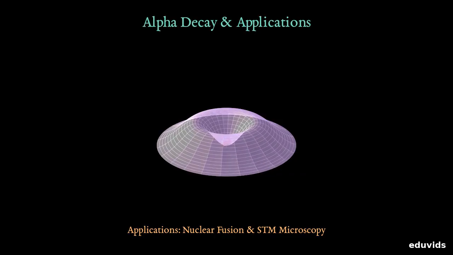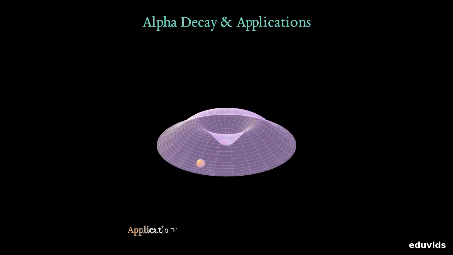You might wonder how nature actually uses something so seemingly impossible. This exact tunneling process is how the sun keeps shining through nuclear fusion in its core, as protons tunnel past their mutual repulsion. It is also the exact principle behind the scanning tunneling microscope, which lets us take pictures of individual atoms on a surface.